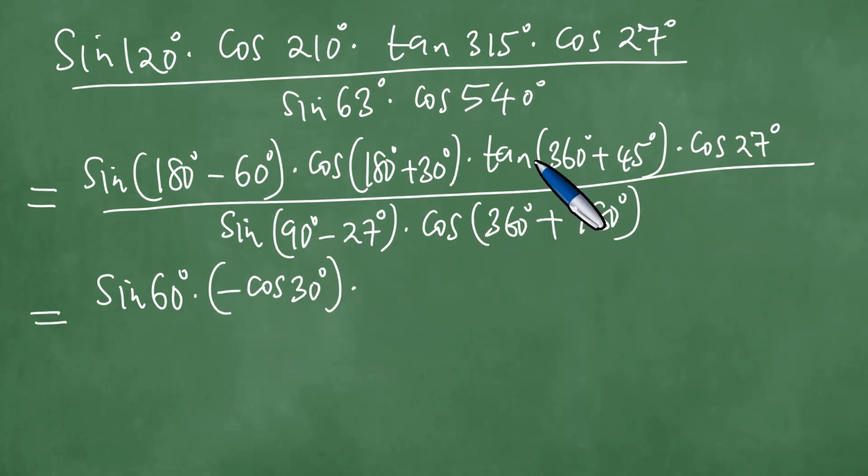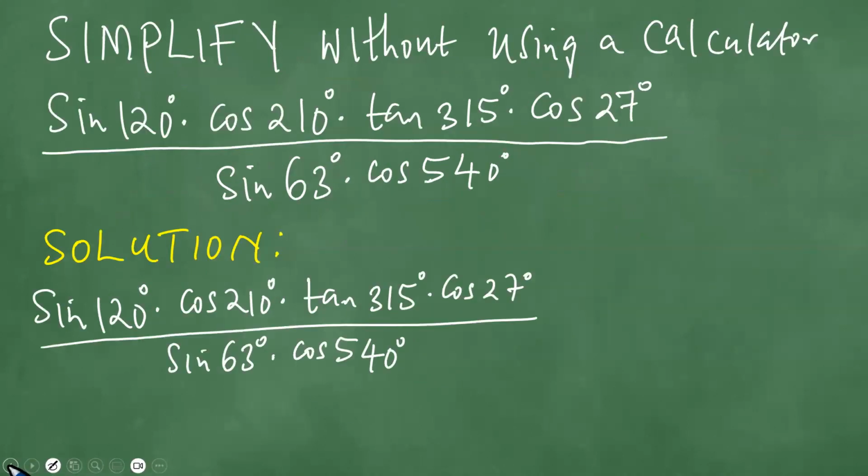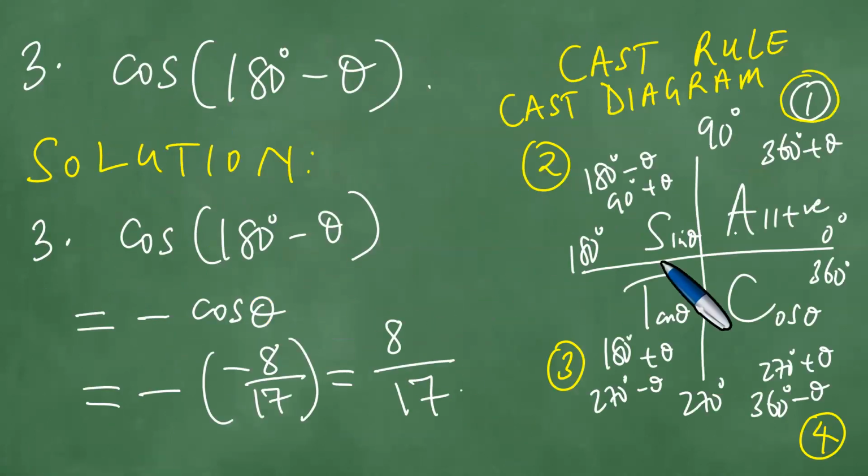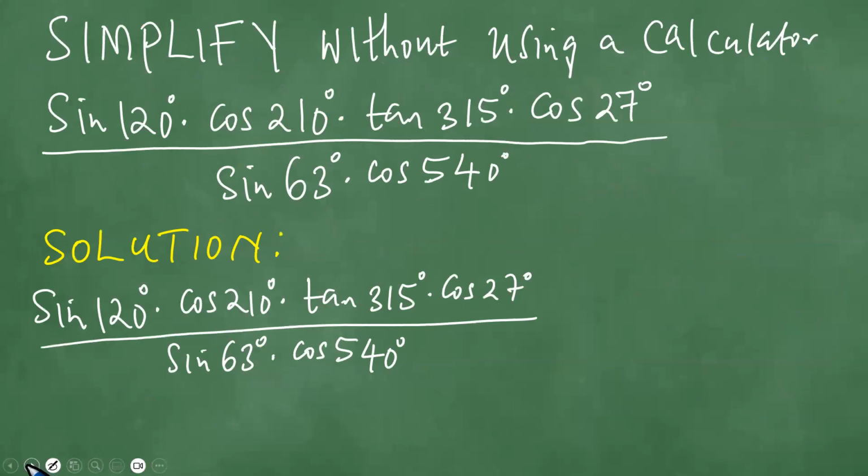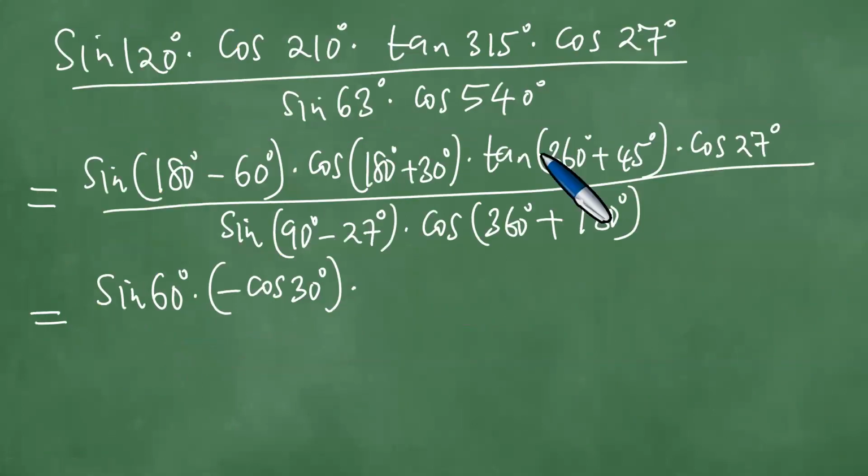Right, now we have here the tangent of 360 plus 45. In which quadrant is 360 plus 45, Tando? 360 plus is in the first quadrant, where all trig functions are positive. So this result is going to be positive, and you write the tangent and 45 degrees.